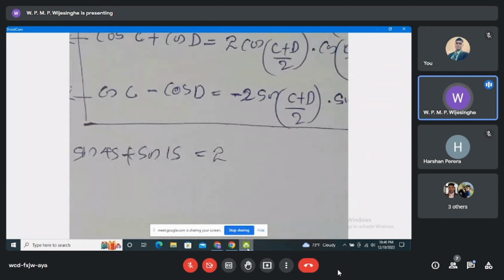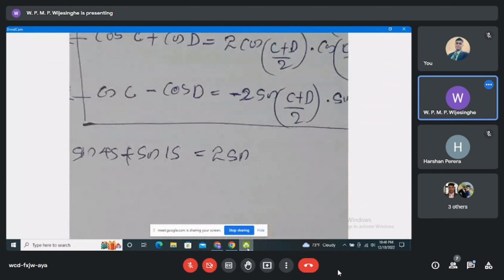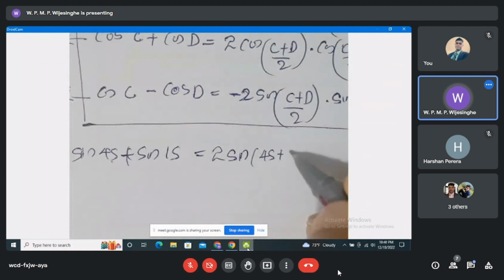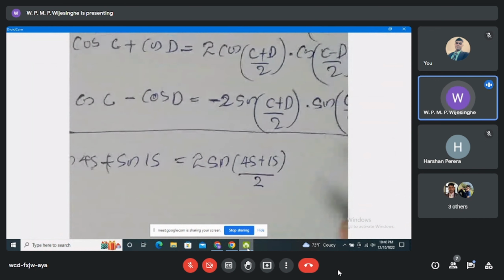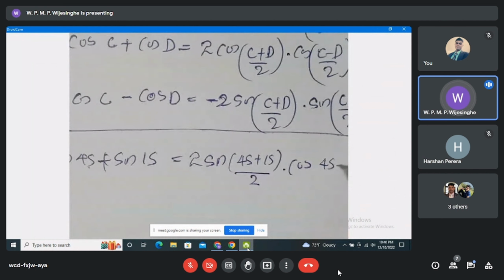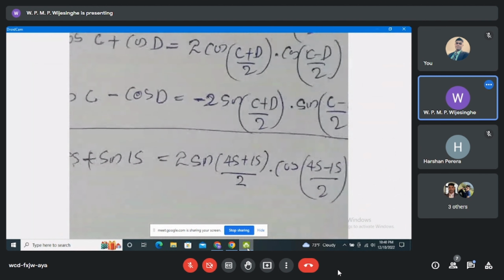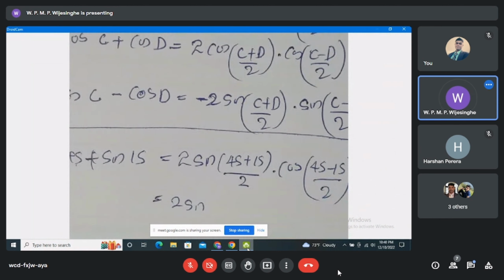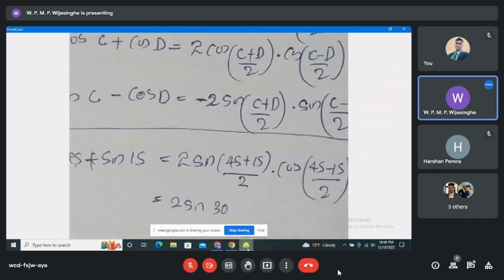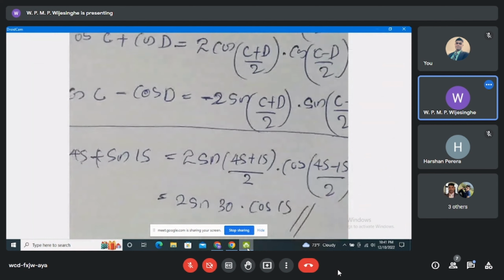If it is plus, then sine is having half of the summation of these two angles. Then sin (45 plus 15) divided by 2. Then cos is having the half of the difference of these angles. Then cos (45 minus 15) divided by 2, right? Two sin (45 plus 15), it is 60 divided by 2, it is 30, times cos (45 minus 15), 30 divided by 2, 15. Right?